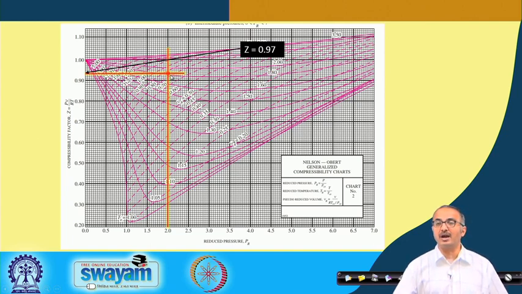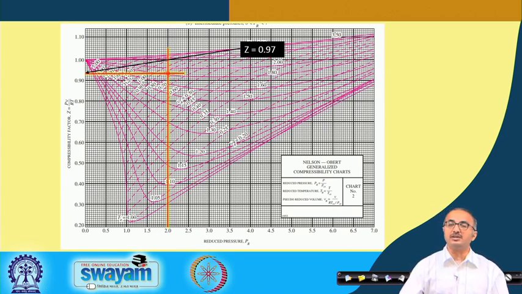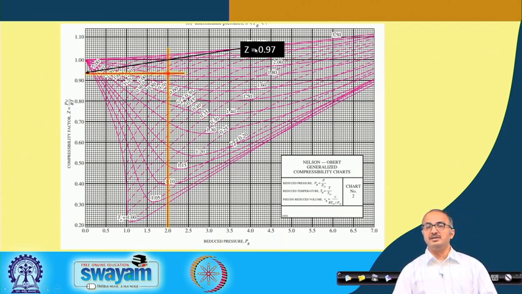So, you have to have proper knowledge of the interpolation methods, so that you can locate the value of TR. Once you locate TR and find the intersection point, you make a horizontal line and read from the y axis the value of Z. And here you see the value of Z is coming out to be about 0.97. This 0.97 indicates it is very near to the value 1, and 1 is for the ideal gas.